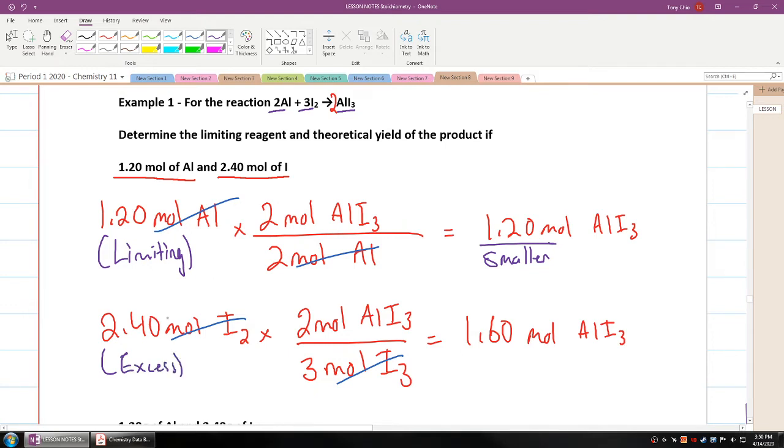Because your aluminum is your limiting, you can now find how much aluminum iodide you have formed, because you will not create 1.6 moles of aluminum iodide. You just won't. The moment this reaction creates 1.20 moles of aluminum iodide, the aluminum would have been fully used up. So you're going to have some iodine, I2, remaining.